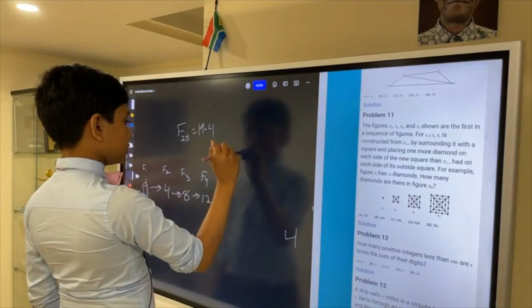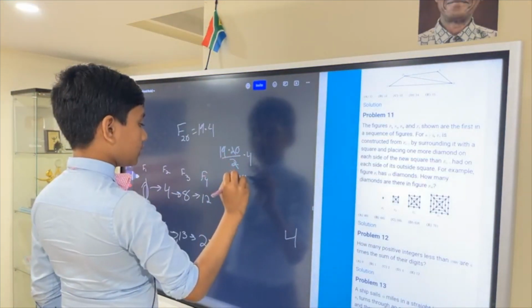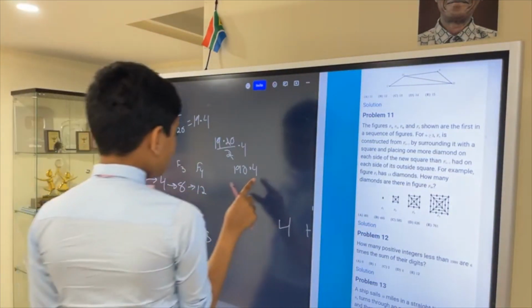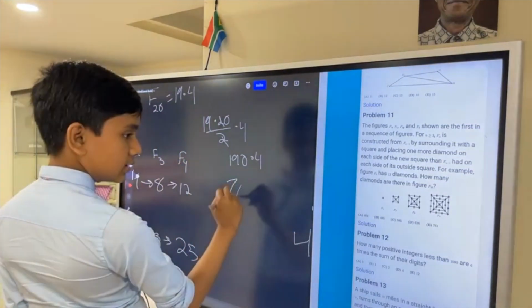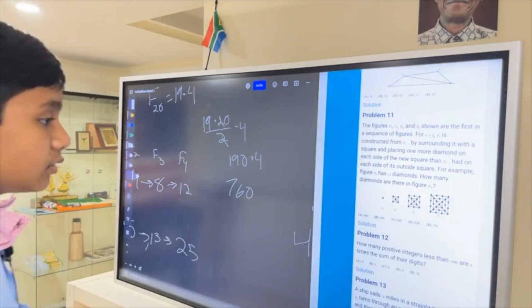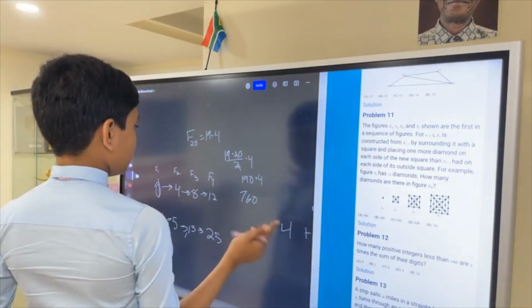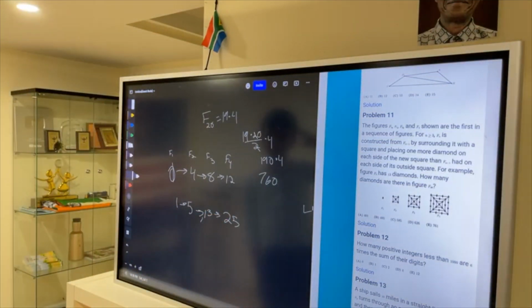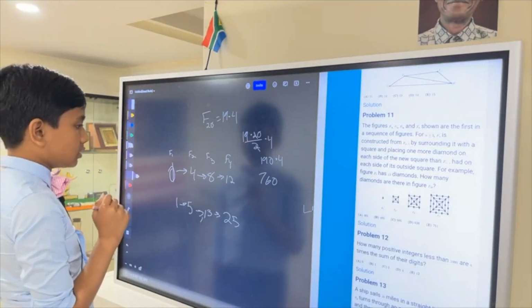So let's use Gauss's formula and multiply that by 4. Well, 190 times 4 should be equal to 760. 761 because of this fella over here, this little diamond. So, let's see. Is there anything wrong that I've done? I don't think so.